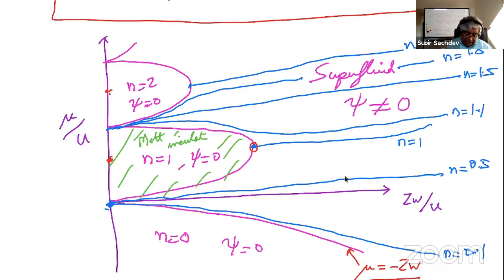But there's also a related issue here, whether you go there or there. There also is a question of what we call a crossover between two different universality classes. Okay.